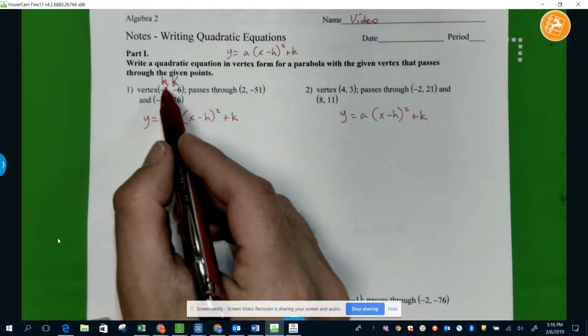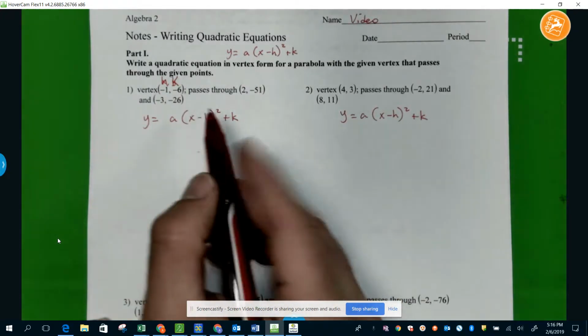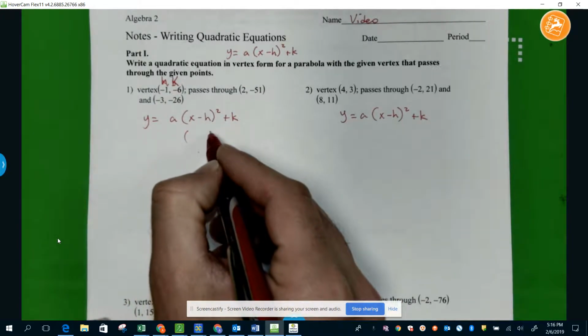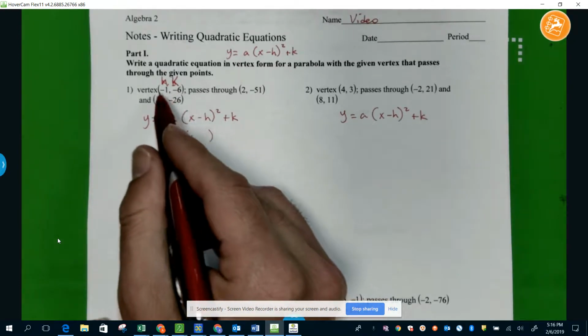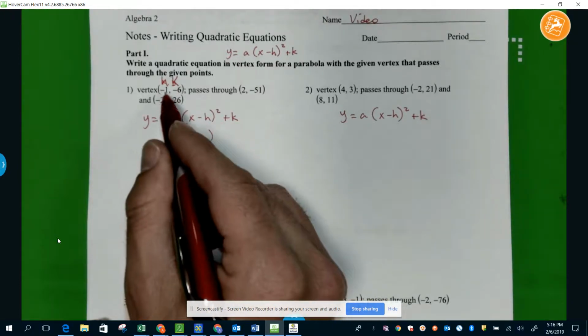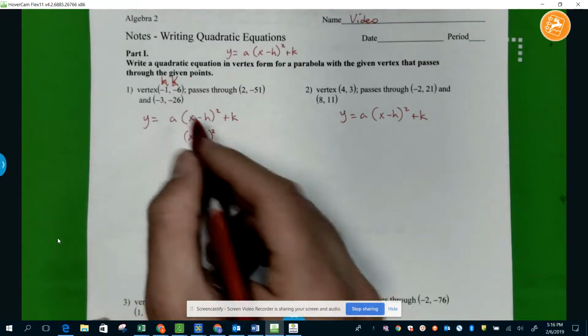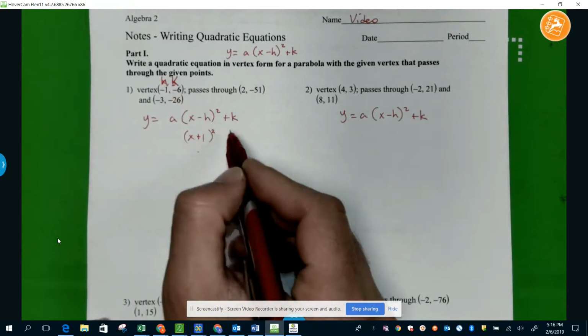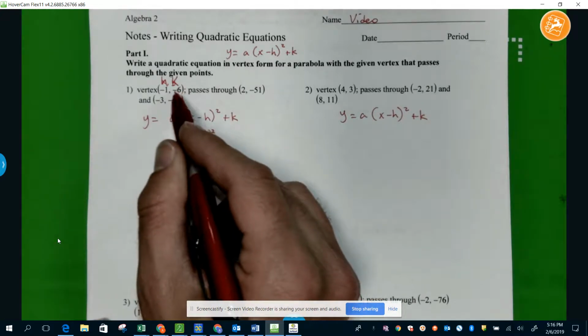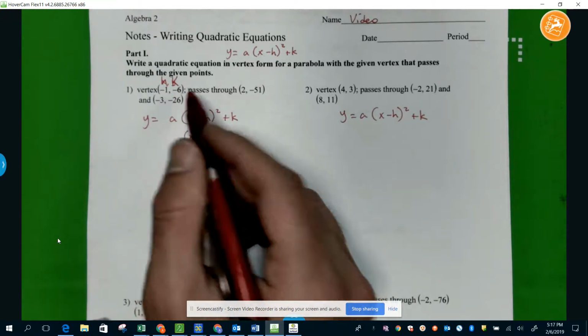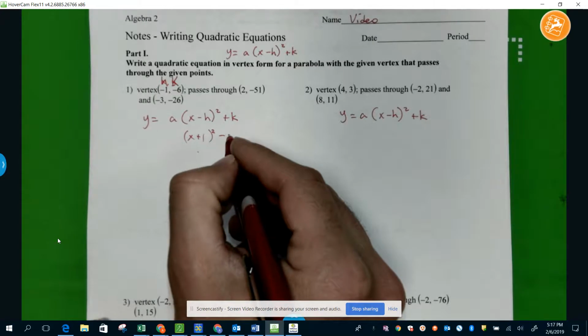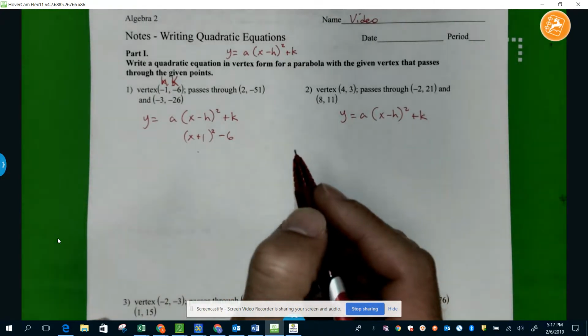So if my h, my x value, is -1, we're always going to put that into the parenthesis here. But remember, it's always opposite of what our x says. So if that says -1, then we're going to put a +1 inside the parenthesis. It's always going to be the opposite. Now the k value, or the y value, always is what it says it is. So if it says -6, then that k value at the end is going to be -6.